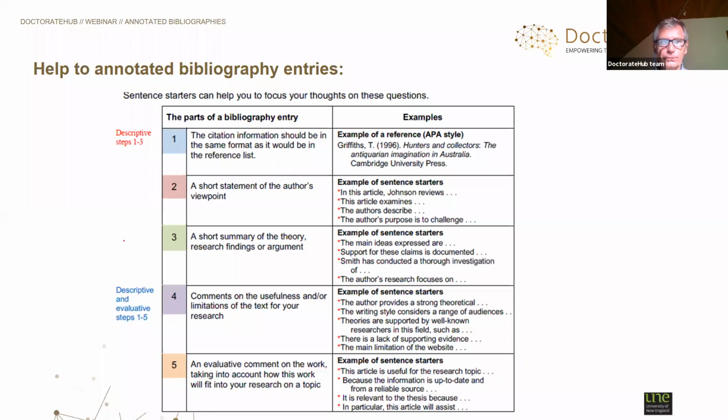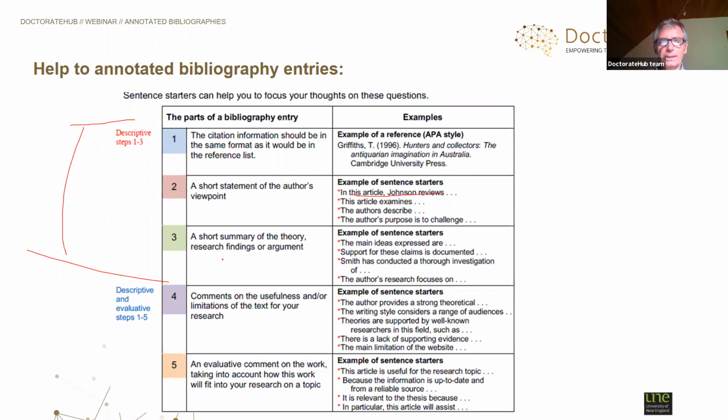As we said, the first 3 are the descriptive part, where we are talking about the citation, so what is the source, and then a short statement about the author's viewpoints. That means what's the purpose and stuff like that. In this article, Johnson reviews. This article examines. The author describes. The author's purpose is to challenge, and things like that. Just try to understand how we write that, and that will really help you.